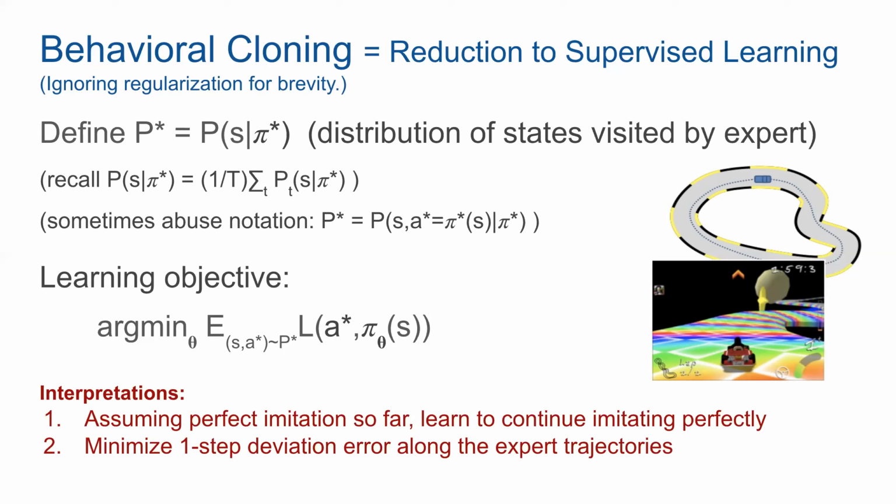So what are some interpretations? Notice that the generating distribution of the data here has no dependence on the policy that we're learning. The generating distribution is induced by the dynamics of the environment and by the decision-making of the expert. So what does it mean to actually learn this objective function well? It means, given that we've imitated the expert perfectly so far, by minimizing this loss function, we can continue to imitate the expert perfectly.